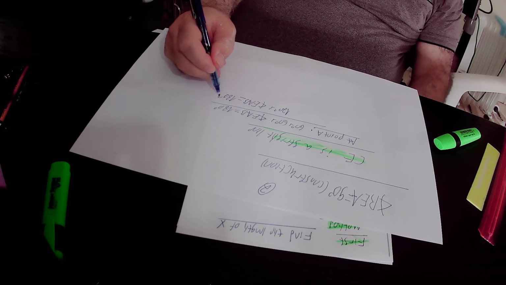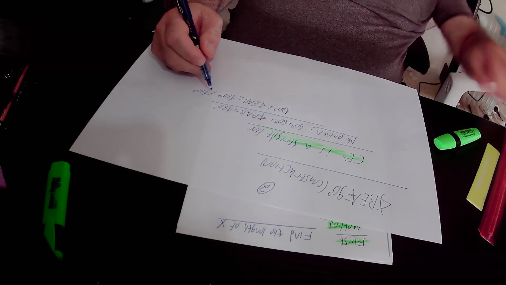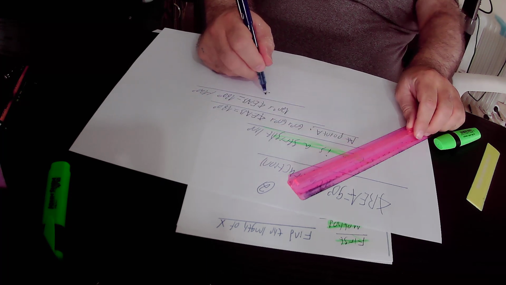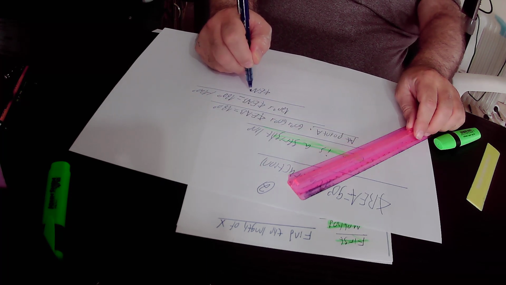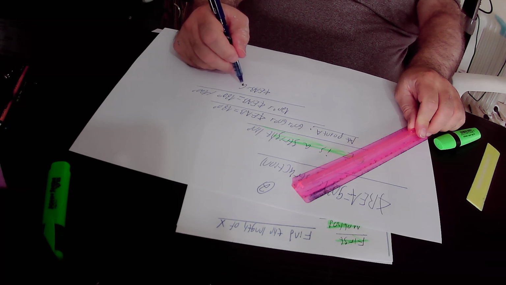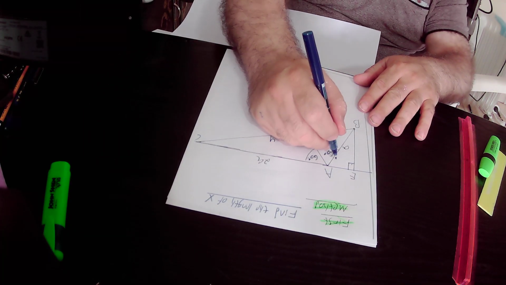Here we will subtract 120 degrees from this equation, and we will get that the missing angle EAB equals 180 degrees minus 120 degrees, which is 60 degrees. So I found out here that the missing angle EAB equals 60 degrees.